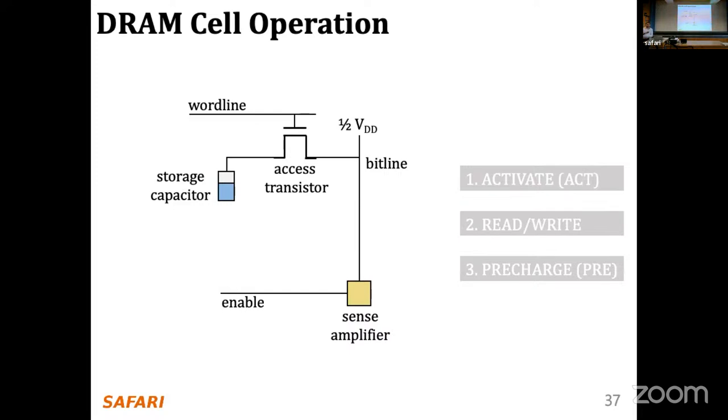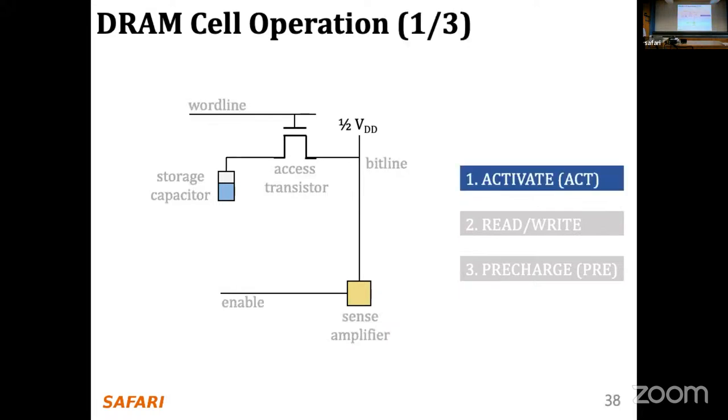So there are three main operations that a memory controller is going to perform so that you can read or write data into your DRAM chip. Those are called activation, regular read and write, and precharge. So it starts with activation.